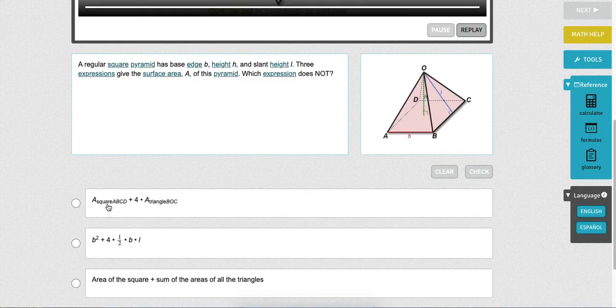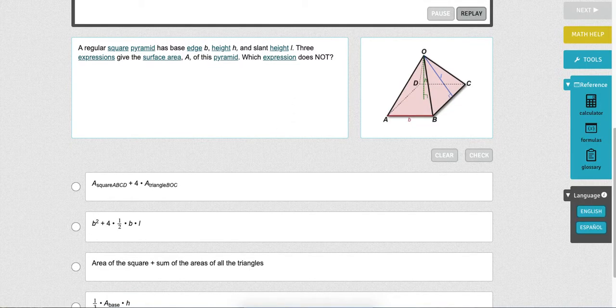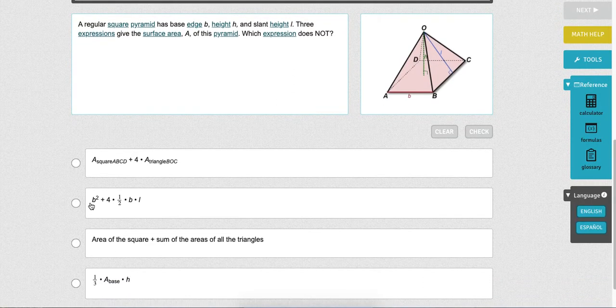The area of the square is also part of it. So this is a correct expression. So that's not my answer because it says not. The second one has that b squared we talked about, and then it says times 4, but it's important to note that we've got 1/2 times base times length, or b times l. So this is 1/2 times base times height of the triangle, which is how we find the area of a triangle, times the 4 triangles plus the square. So that's also correct.